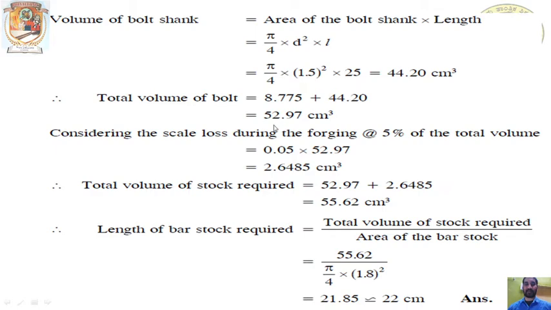So add this to the total volume, 52.97 plus 2.6485. The total volume of the bar stock required is 55.62, the total volume of the bar stock required to prepare this hexagonal headed bolt.